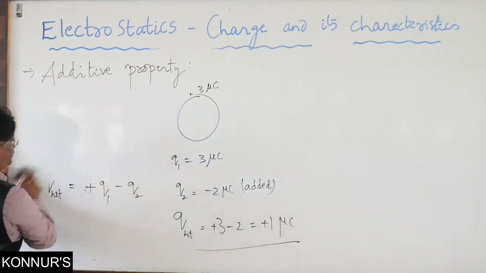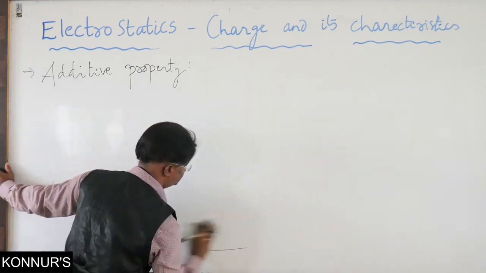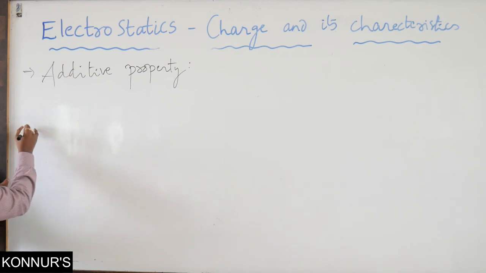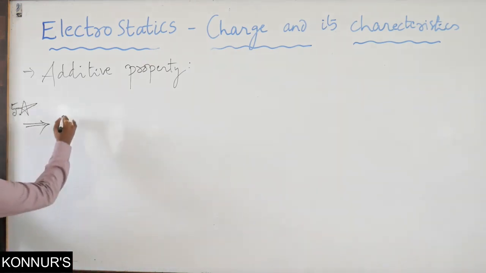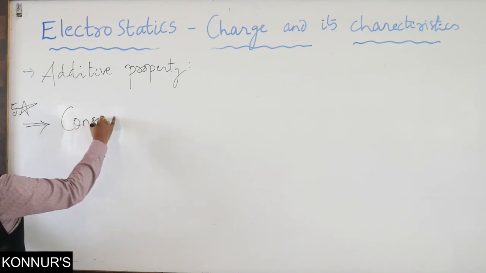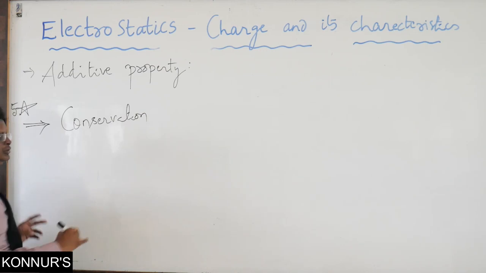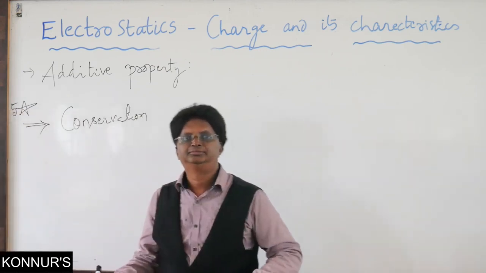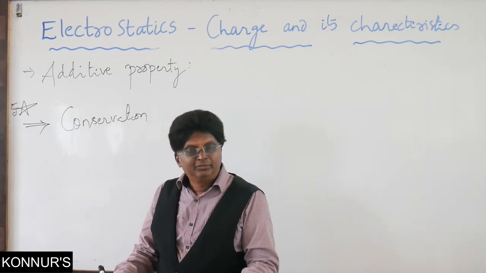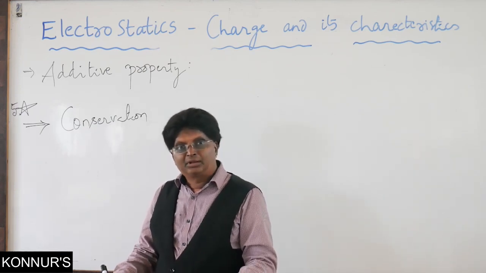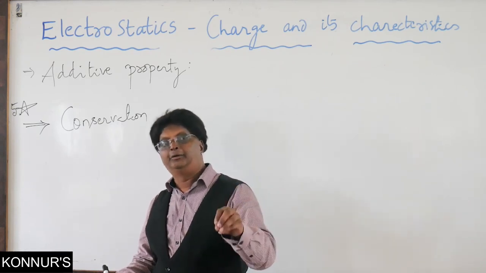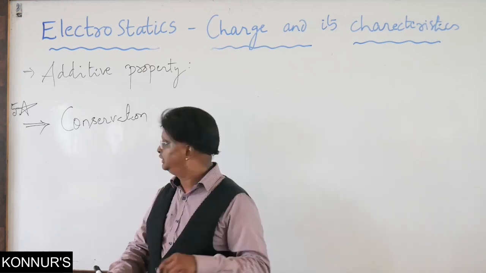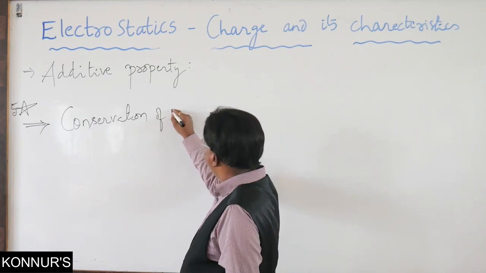Now comes very important property number 4. Again I am writing it as a 5-star property, 5-star characteristic. What is that? Conservation of charge. See, in physics we come across so many principles of conservation. In first PU also you have come across conservation of mass, conservation of momentum, conservation of energy, conservation of angular momentum. Remember? Similarly here it is conservation of charge.